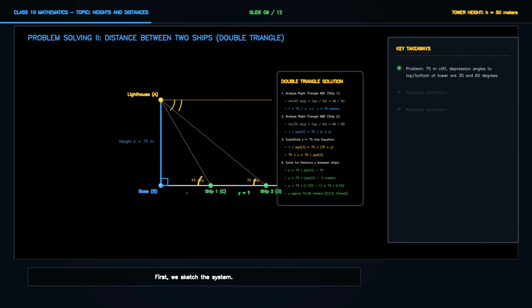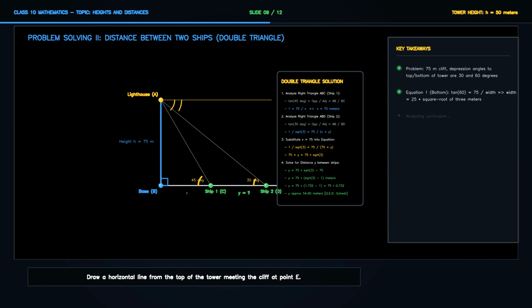First, we sketch the system. The cliff AB has height 75. The tower CD has unknown height H. Draw a horizontal line from the top of the tower meeting the cliff at point E. This splits the drawing into 2 right triangles sharing a common horizontal width.